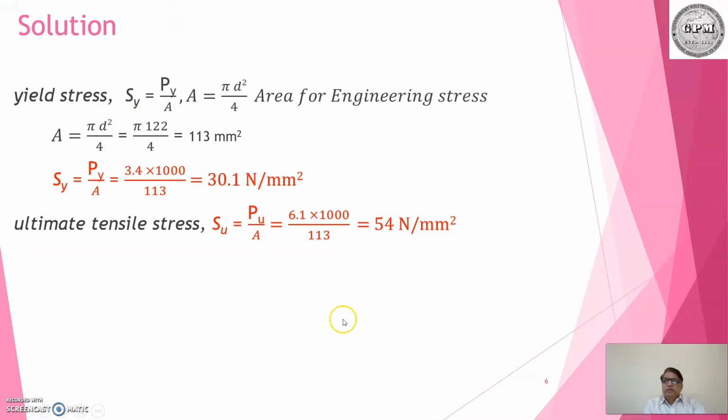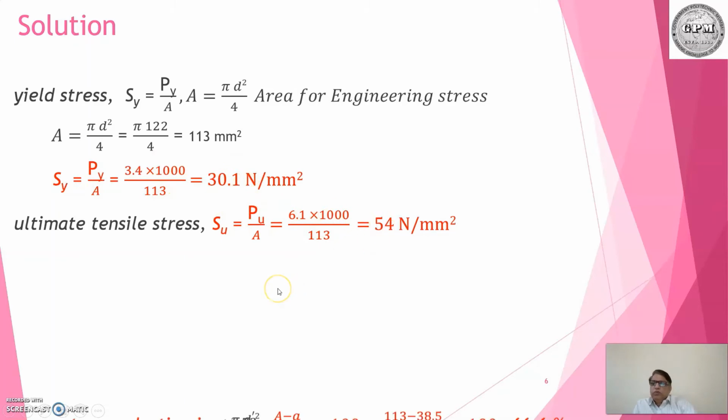So here PU is 6.1 kilonewton. That's why it is multiplied by 1000 and divided by 113. 113 is the area. So if you do it, you can find out what is SU, the tensile stress. The only difference is this is the yield point load, and this is the ultimate load. Yield load is less than the ultimate, so that's why the stress is less, and here the stress will be more.